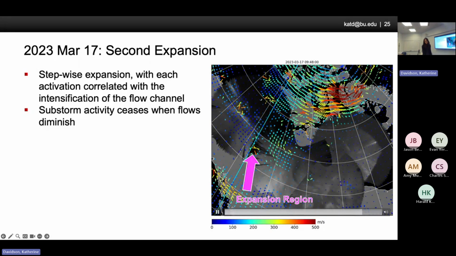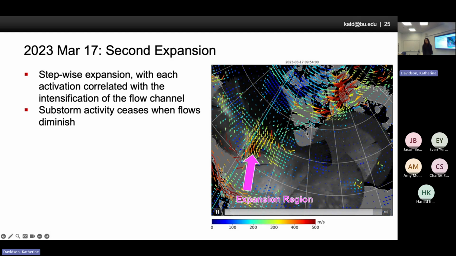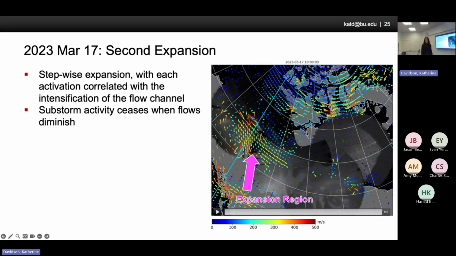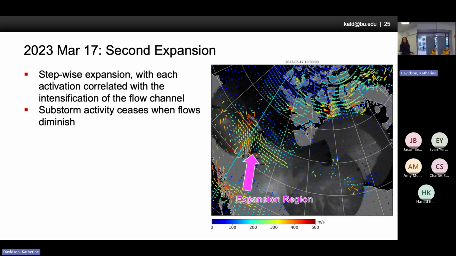And then at the end of the substorm here, you can see that the substorm activity has ceased and our flow channels are completely quiet again. So the duration of the substorm may also be related to the persistence of the flow channels.